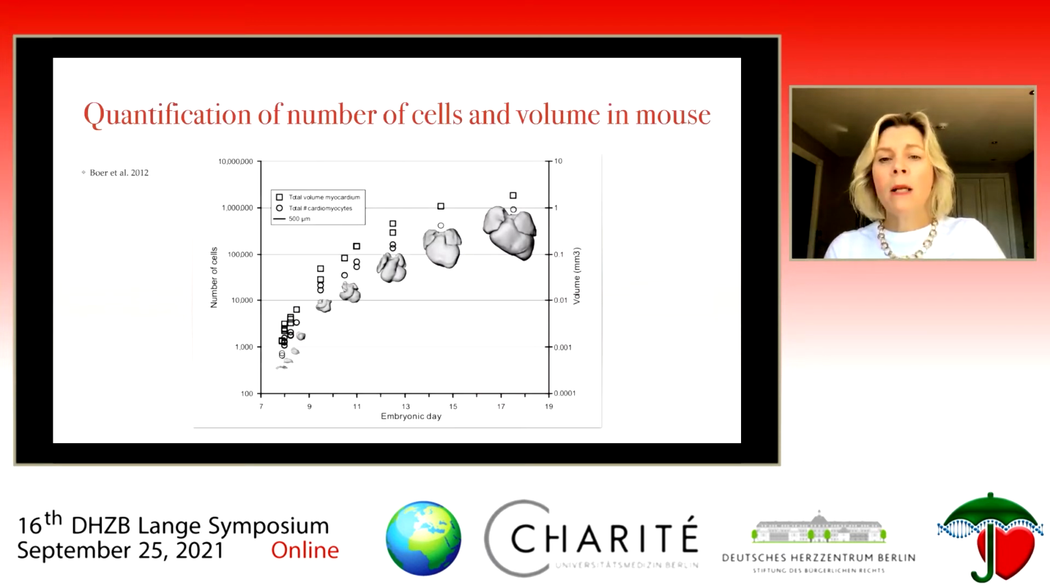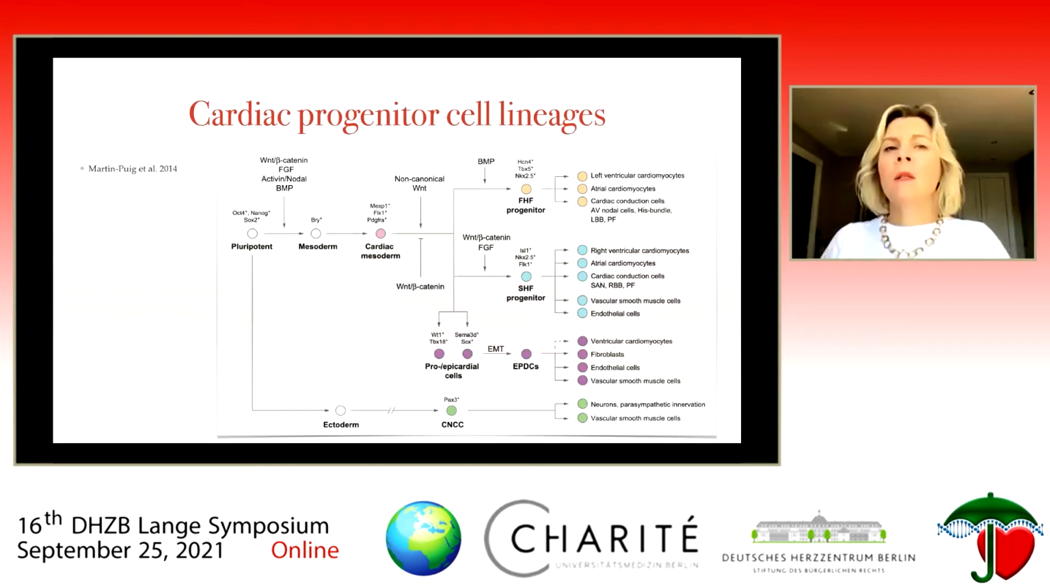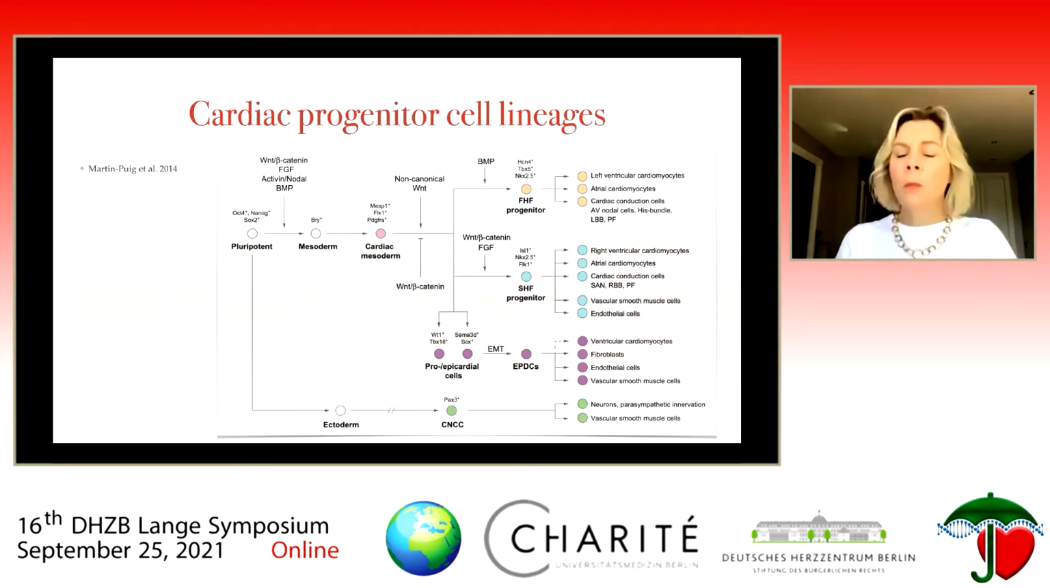So what makes the heart so vulnerable as well is depicted here, because what you see is the quantification of numbers of cells and volume during cardiac development. And you see below the embryonic days. So we have a tremendous increase in cellular amount, so in cell divisions and proliferation going on at a very short period of time. And these are now depicting all the different cardiac progenitor cell lineages who contribute to the heart.